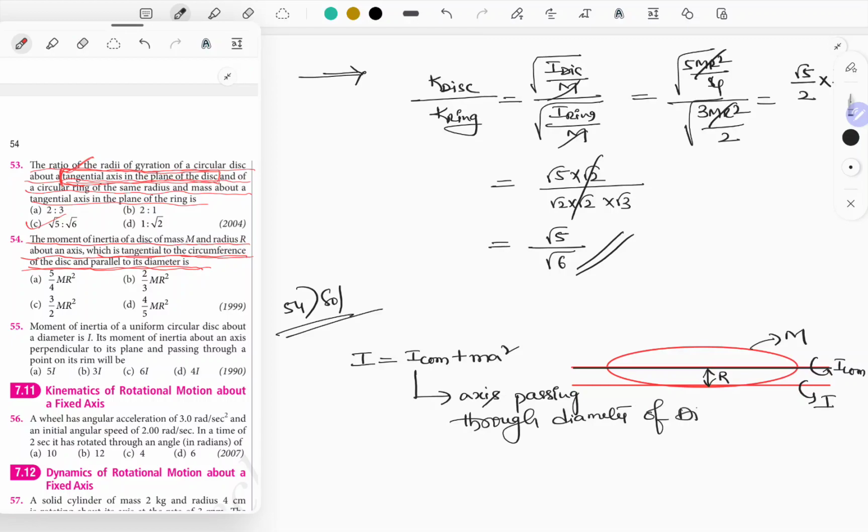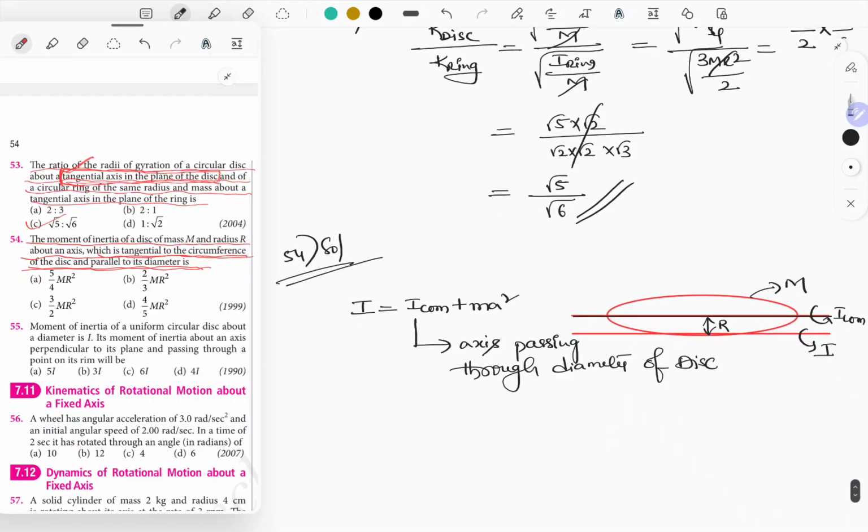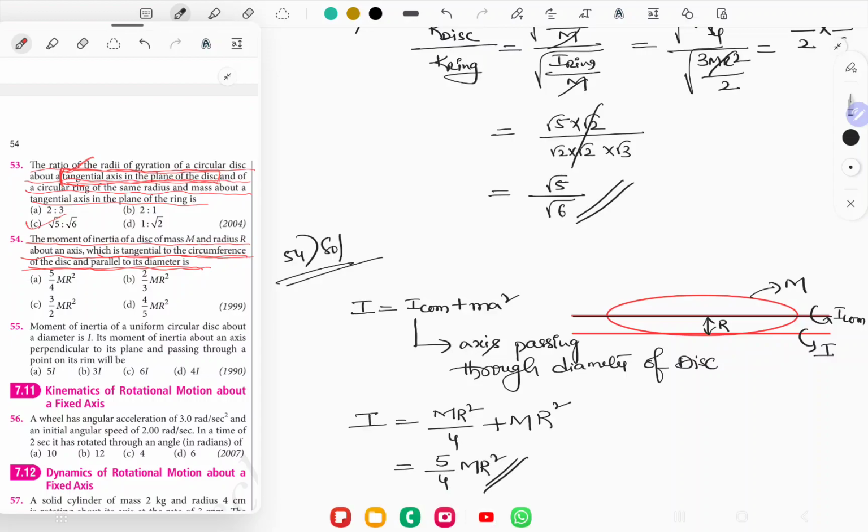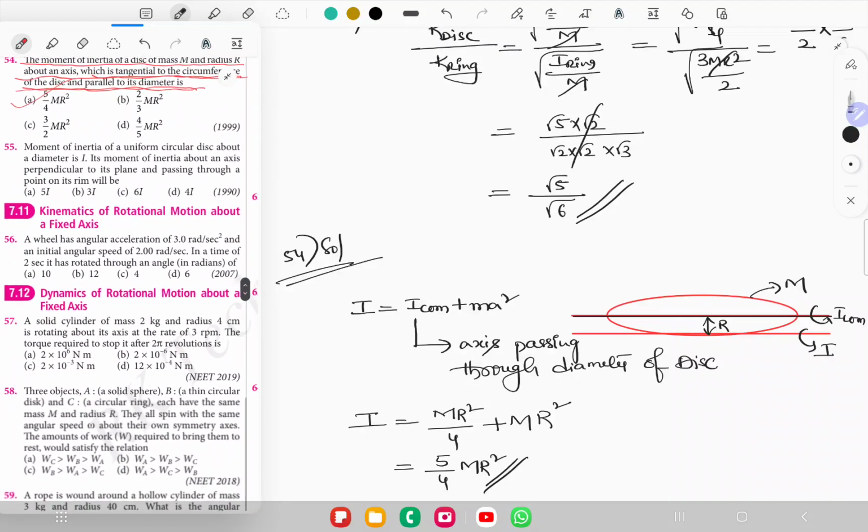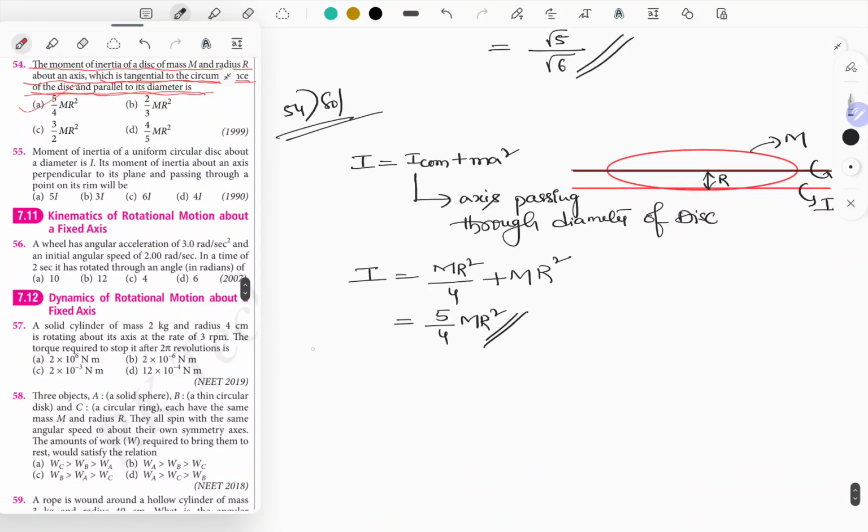So we know the formula for the moment of inertia of the axis which is passing through the diameter, that is equal to M r square by 4, plus M into a square, which is nothing but r square. So the final answer we are going to get is 5 by 4 M r square. Which option matches? Option A is the correct answer. Is it clear? Okay, next question number 55.